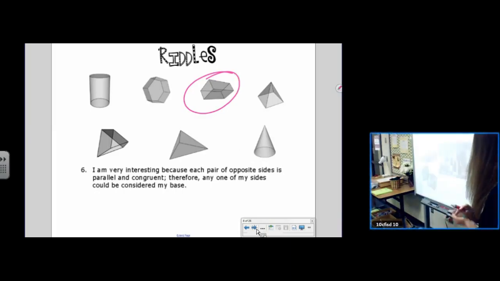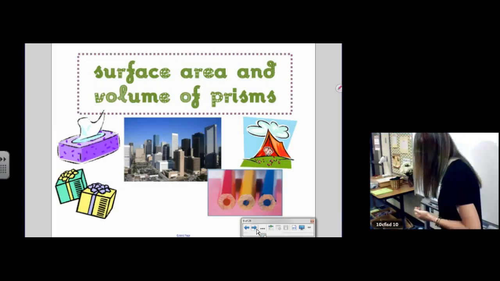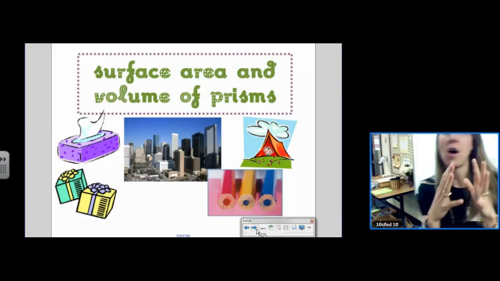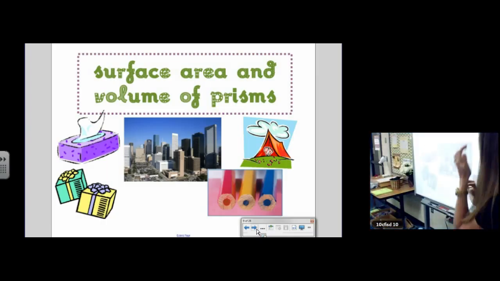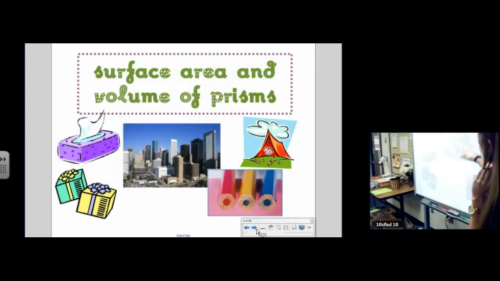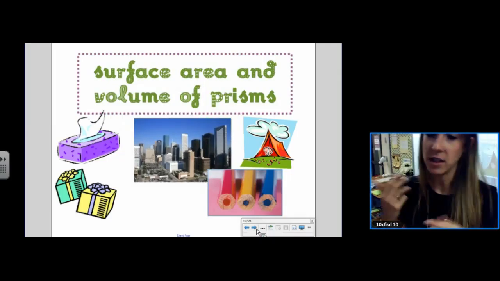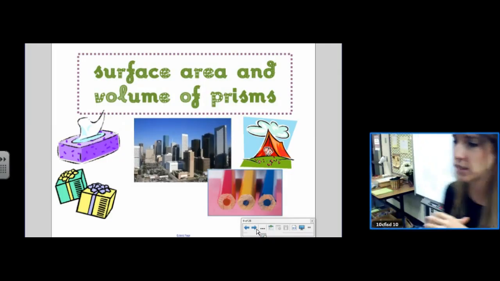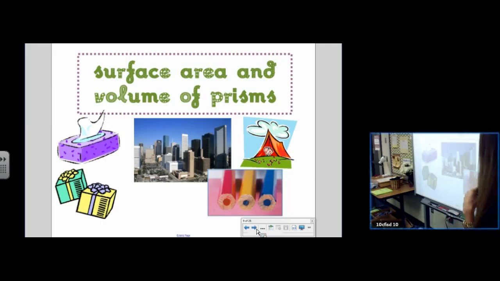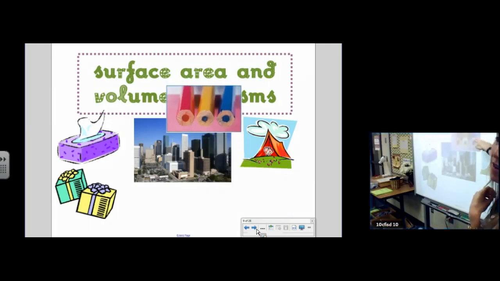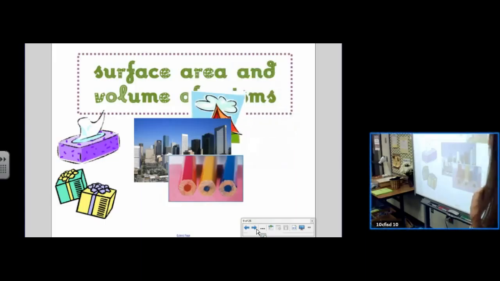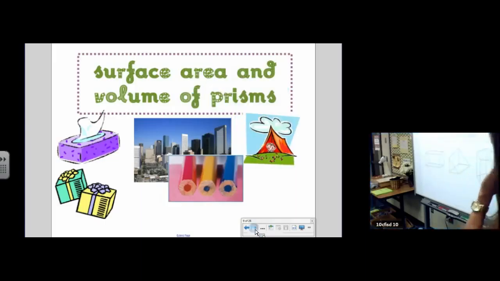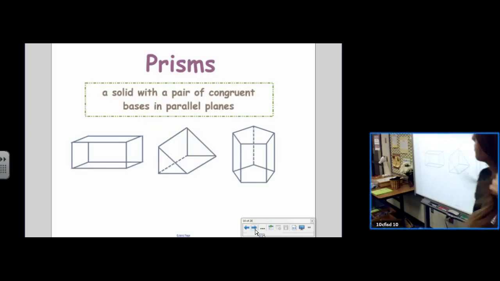All right, let's move on in our notes. We're no longer going to talk about all the shapes anymore. We are zooming in and we are talking about prisms now. We have in architecture lots of prisms, a lot of skyscrapers, a lot of buildings are prisms. A lot of pencils are hexagonal prisms. This tent is a triangular prism. Write this down, please, in your notes.